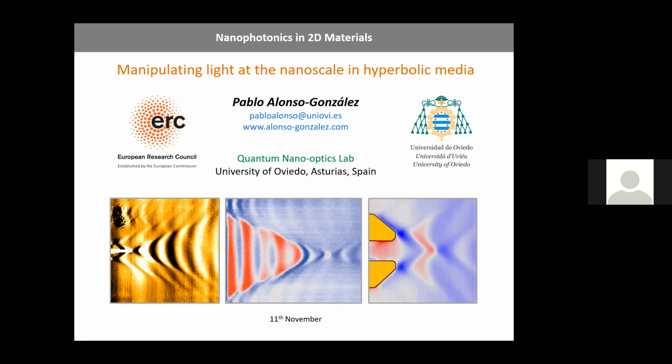This changes a little bit the understanding that we normally have of refraction, for example, or reflection. All the fundamental optical phenomena change a little bit when we have this highly anisotropic media. And the other result that I will explain is this one.